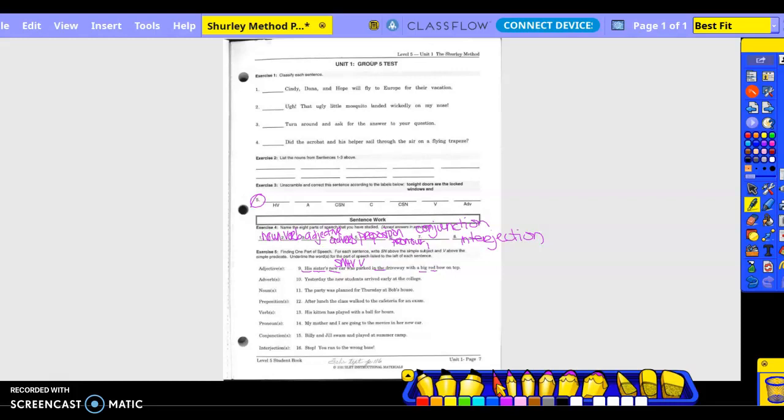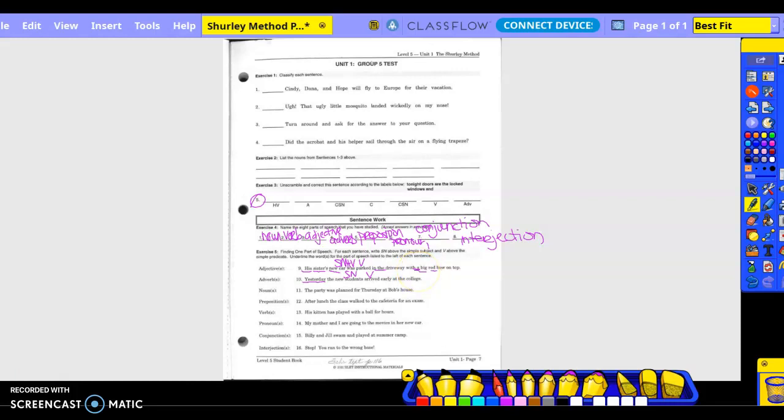Yesterday, the new students arrived early at the college. Who arrived early at the college? Students. New. What is being said about students? Arrived. Verb. What's the adverb? Yesterday, right? And then we also need an A up here because it's an article adjective.